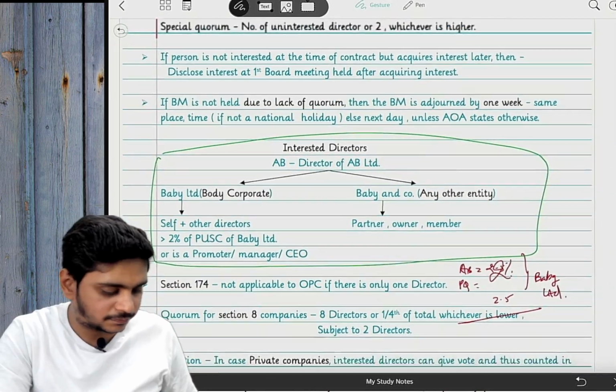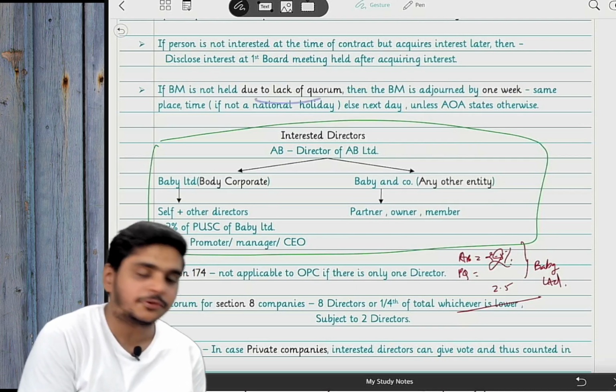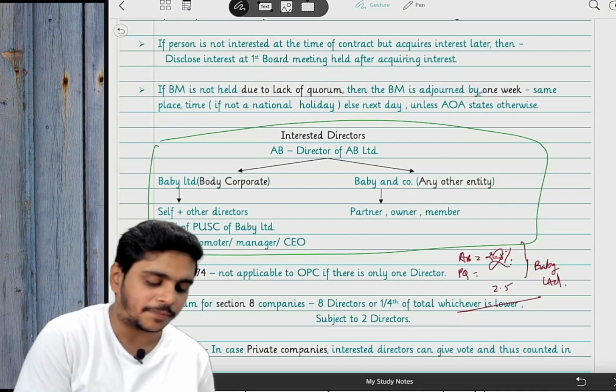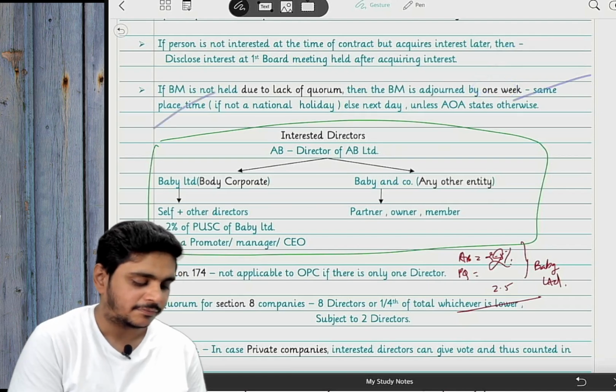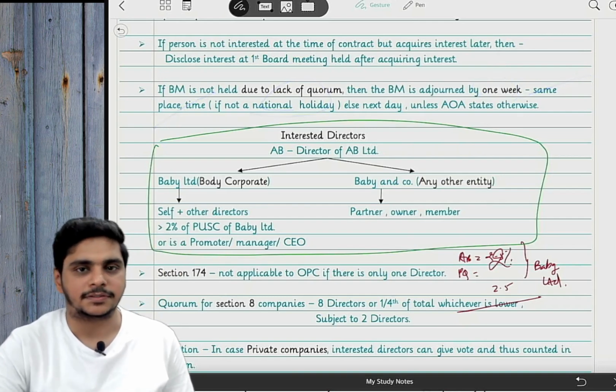Then, if a board meeting is not held due to lack of quorum, if quorum is not achieved, then the board meeting is adjourned by 1 week, to the same time, same place, same day, which is not a national holiday, else the next day, unless the articles state otherwise.